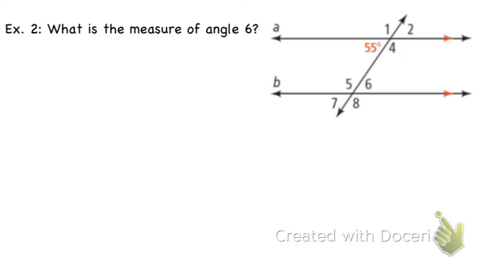Tyler, thank you for volunteering. What kind of angles are this one with 55 degrees and angle 6? Angle 3. Oh, I think you misheard my question, buddy. So I think this could be called angle 3, but we're already told it's 55 degrees. So what kind of angles are these two? What relationship do they have?